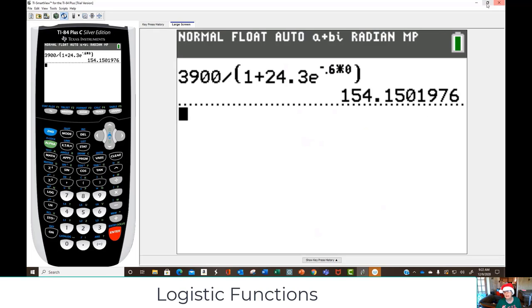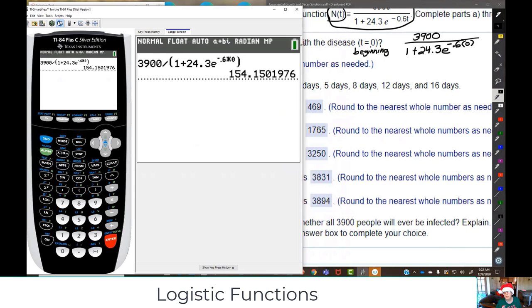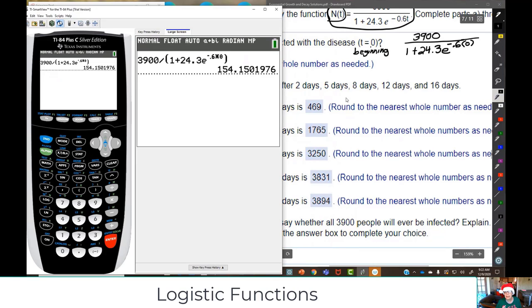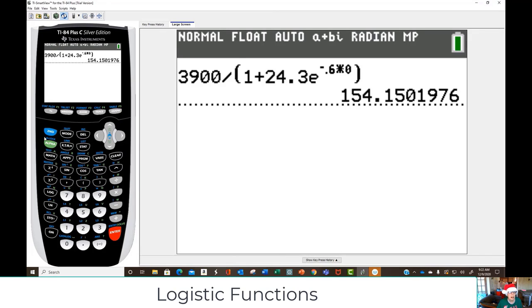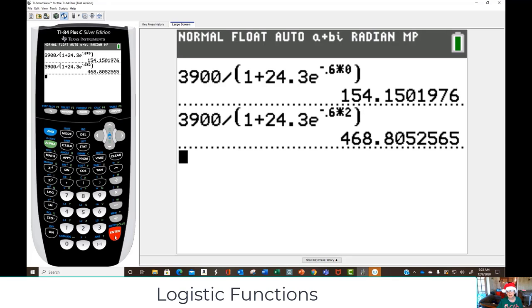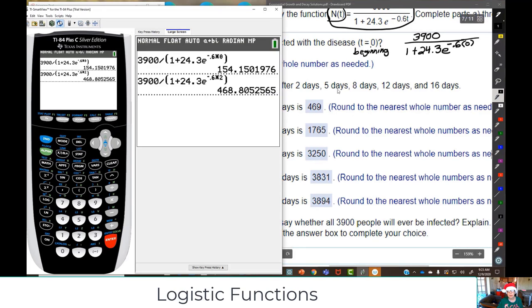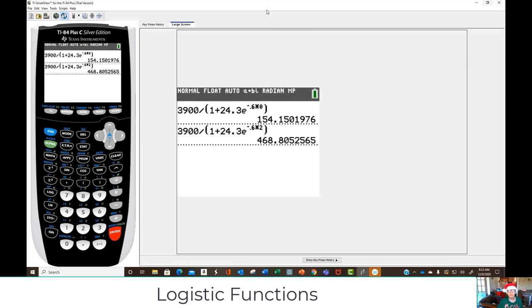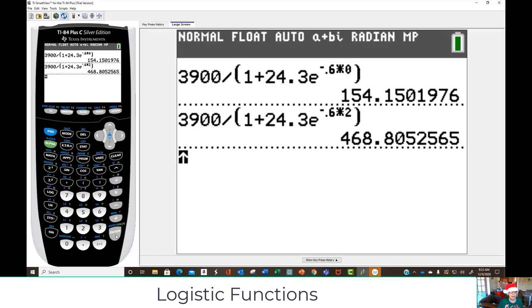Now we're going to do the same thing for 2 days, 5 days, 8 days, 12 days, and 16 days. And we're going to do this by second enter and just backing up there to where the zero is. And now I'm going to put in 2 days and then come on out to the end and hit enter. Now, 5 days, 8 days, 12 days, 16 days. We'll see how much of that I remember. Okay, second, enter.